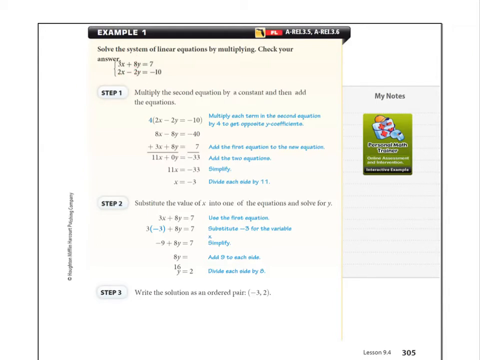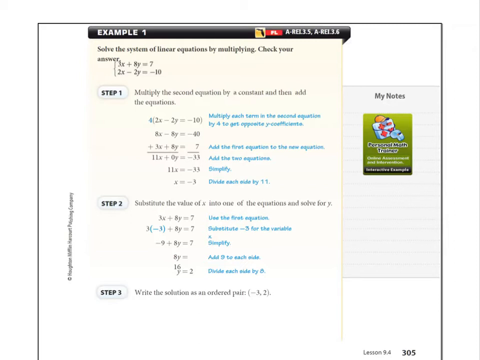But if you notice, I can turn a 2 into an 8, which means I wouldn't have to multiply this equation, I would just have to multiply this one. The sign's already the opposite, so I don't even have to worry about that. So the question is, what would I multiply that 2y by to turn it into an 8y? And hopefully you answered, well, you'd be multiplying by 4.